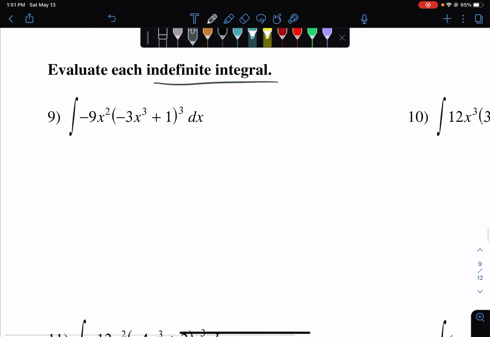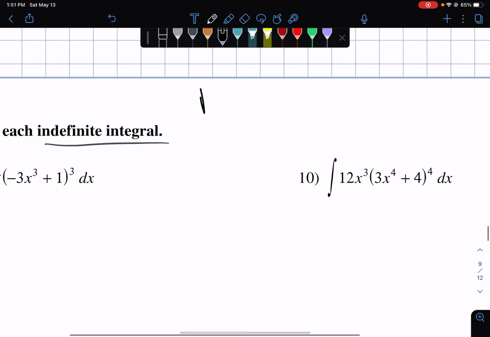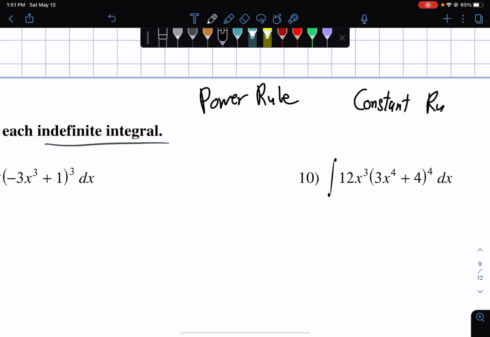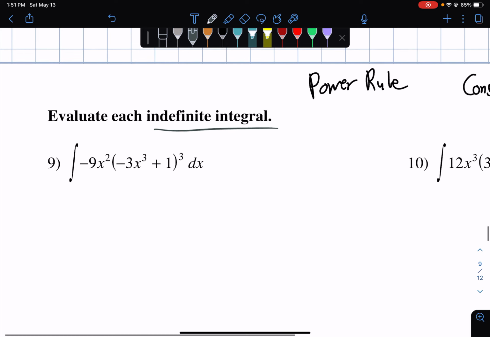Okay, let's start. Let's recall again certain rules that we have used so far. We have the power rule, we have the constant rule. So I hope you still remember them. We'll be using them later.